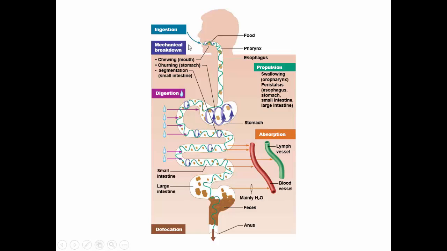Ingestion only occurs at the mouth. Mechanical breakdown occurs several places: chewing in the mouth, churning in the stomach, segmentation in the small intestine. Digestion can occur starting in the mouth, a little bit in the stomach, but primarily in the small intestine. Propulsion begins in the mouth with swallowing, and then peristaltic activity keeps the food moving through the system until defecation occurs. Absorption primarily occurs in the small intestine, where the nutrients enter either the blood or the lymph. And finally, the rectum and anus eliminate the undigested particles in the process of defecation.